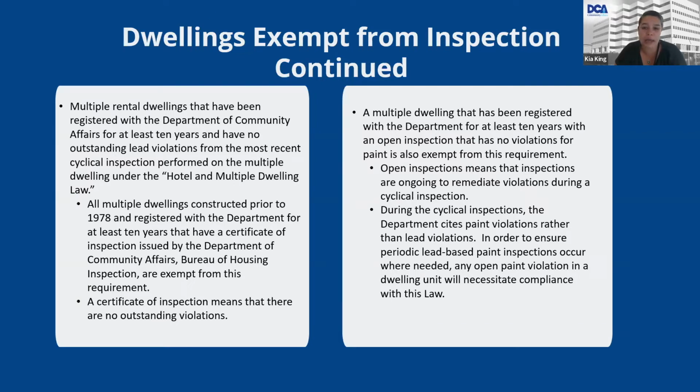And we just want to highlight here, when we talk about open inspections, that means that these are inspections that are ongoing, right, to remediate violations during a cyclical inspection. But it's important to note during that cyclical inspection, the department cites for paint violations rather than lead violations. So in order to ensure a periodic lead-based paint inspection occurs where needed, any open paint violation in a dwelling unit will necessitate compliance with this law.